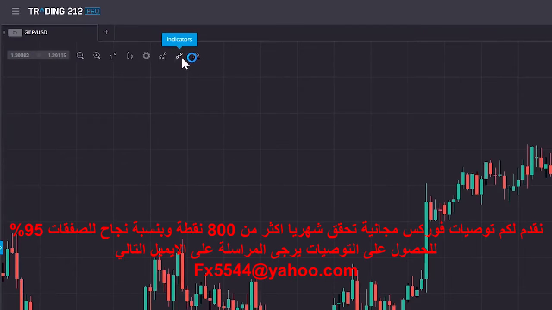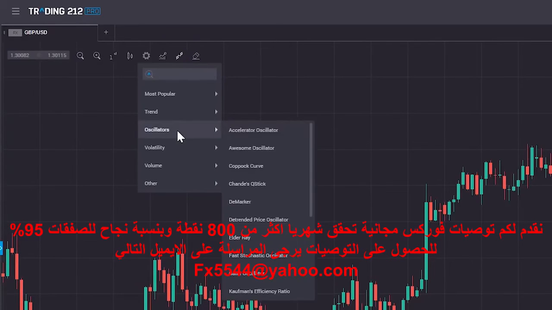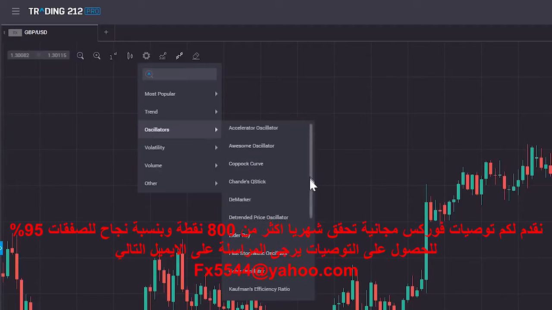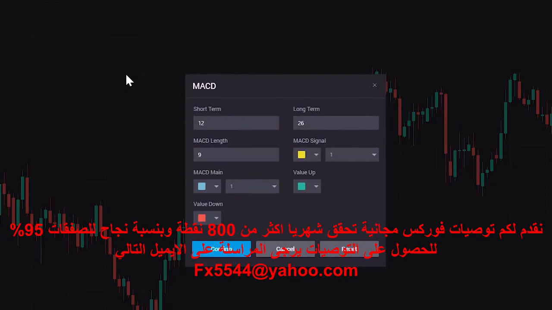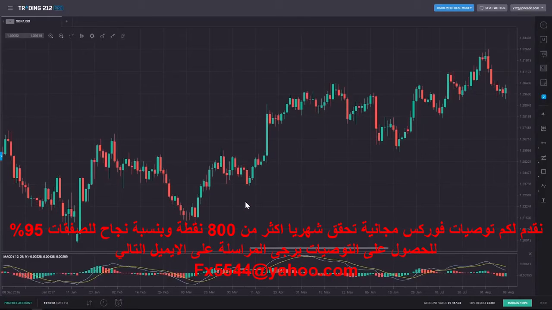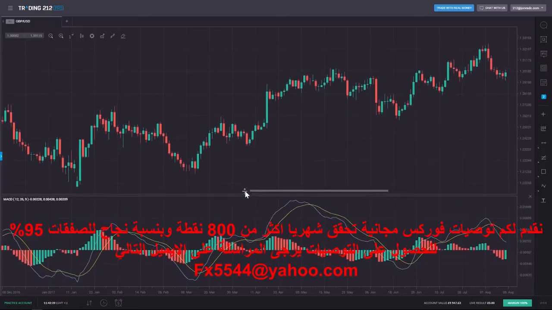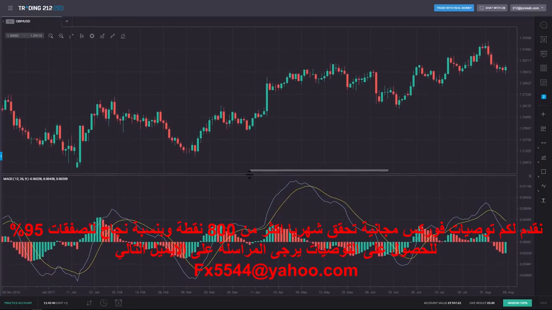If we go to indicators up here, we can click and choose oscillators, and we can find our MACD in there. Or a shortcut: if you go to most popular, because it's one of the most popular ones, you'll see the more popular indicators in there. So let's click on MACD. Here we go. My setup here has the default values, so 12, 26, 9. If I click on confirm, the MACD gets added to my chart. So let's just bring this up so we can see everything a bit more clearly.